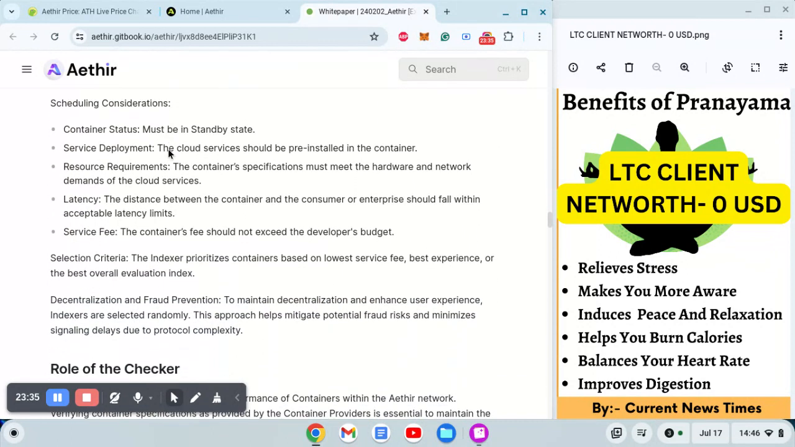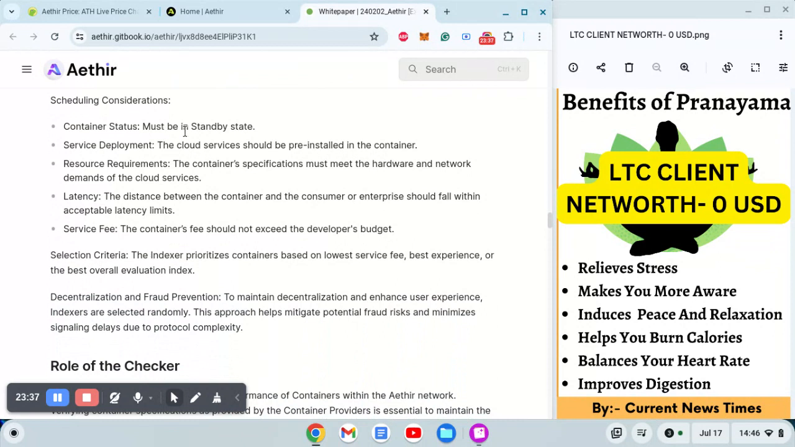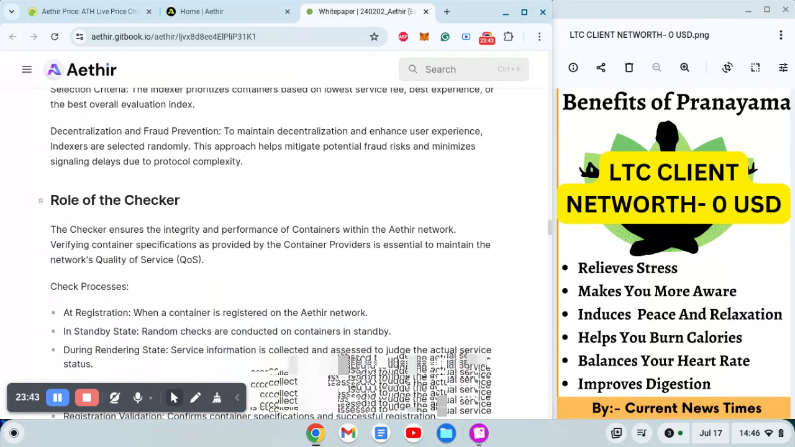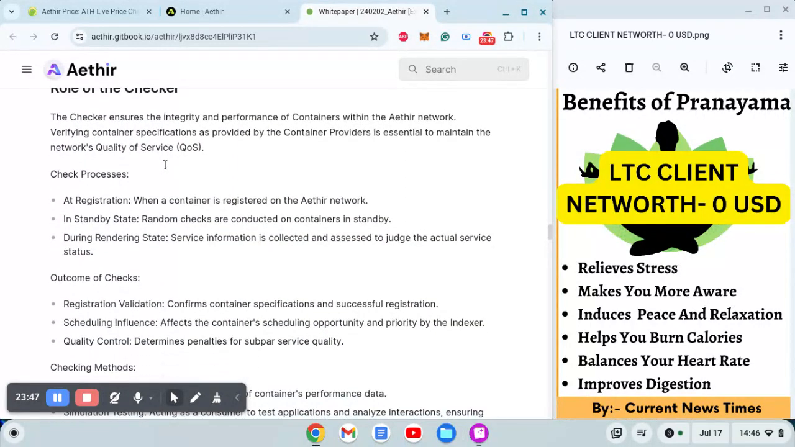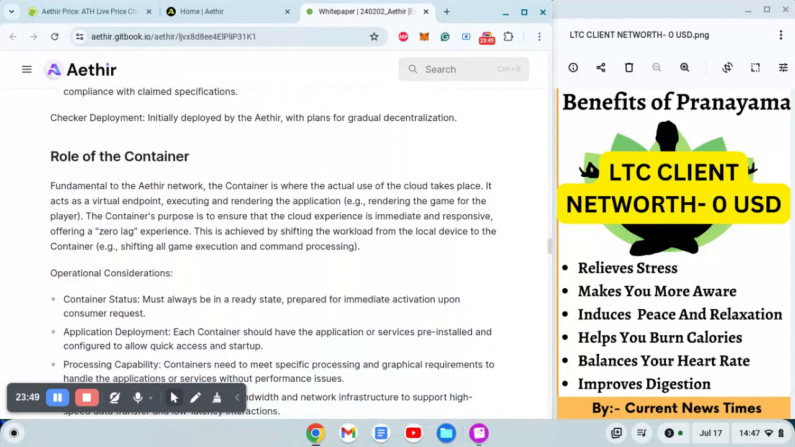Scheduling consideration: container status must be in standby state, service deployment service. All this you can go through. I don't think it is that important to read. So this is a bit technical. The role of the checker is also a bit technical.